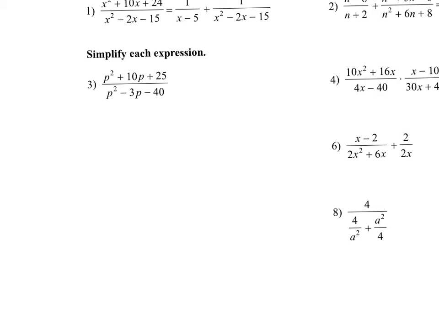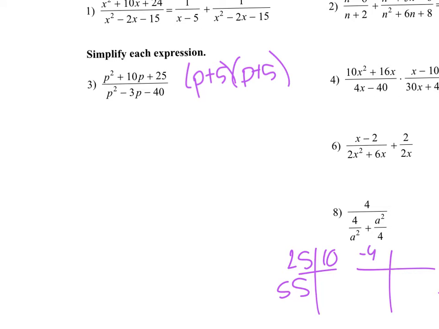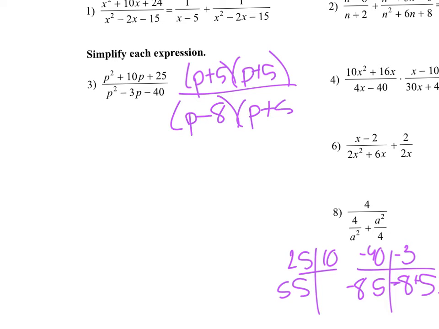Okay, number 3, we need to factor. Factors of 25 that add up to 10 are 5 and 5. Sorry, I should write this out for you guys. And then factors of negative 40 that add up to negative 3. Let's see, that would be negative 8 and 5. Yep, okay. So p minus 8 and p plus 5. The p plus 5's cancel, so we are left with p plus 5 over p minus 8.